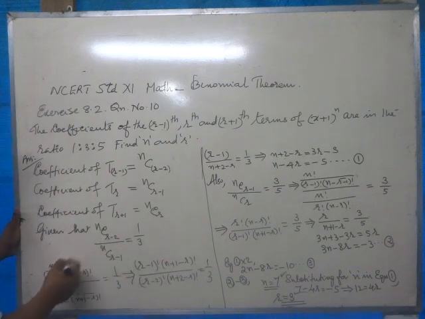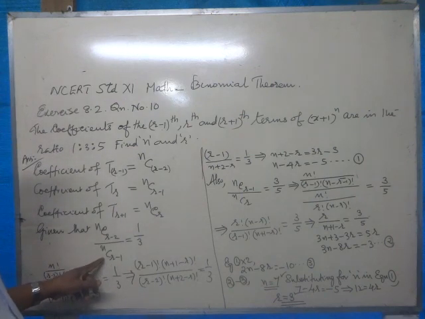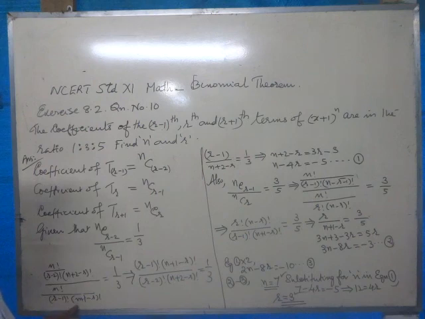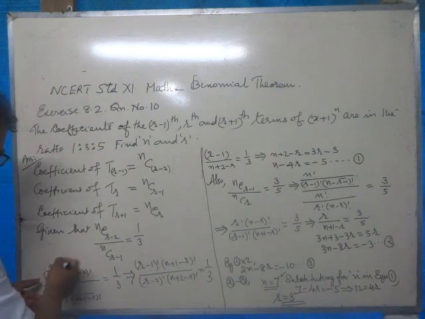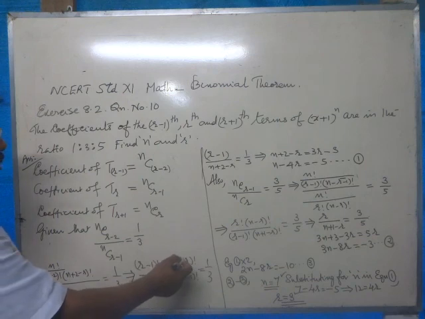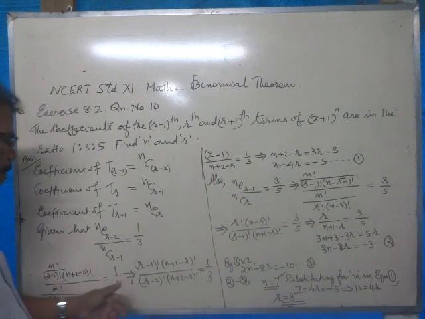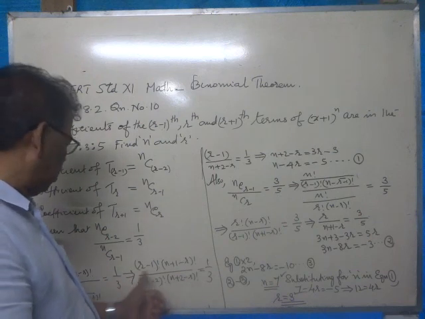Then nC(r−2) means n factorial divided by (r−2) factorial into (n+2−r) factorial. And the denominator is n factorial divided by (r−1) factorial into (n+1−r) factorial, is equal to 1/3. When we divide, n factorial gets cancelled, (r−1) factorial goes in the numerator and (n+1−r) factorial goes in the numerator. The denominator will be (r−2) factorial into (n+2−r) factorial.